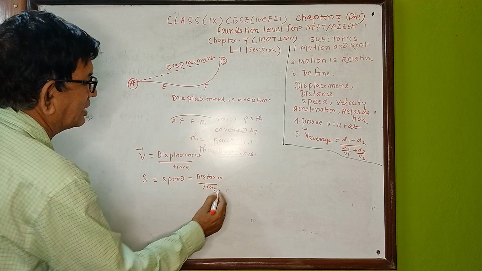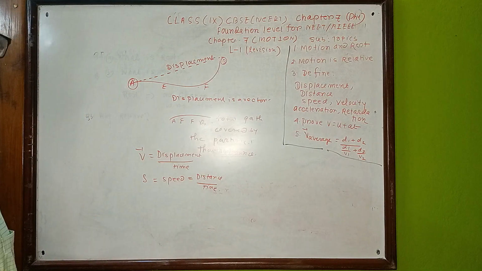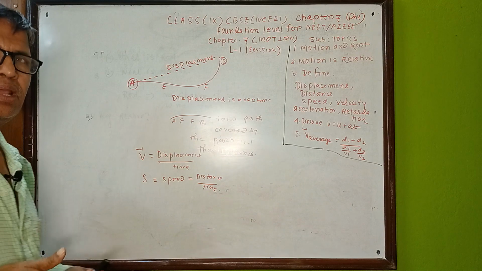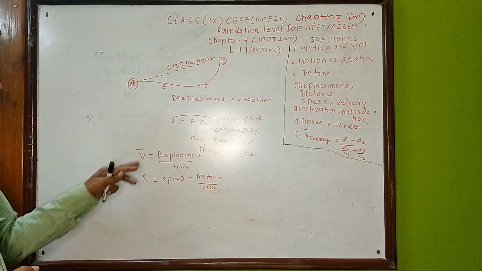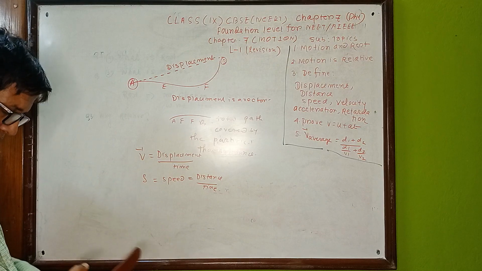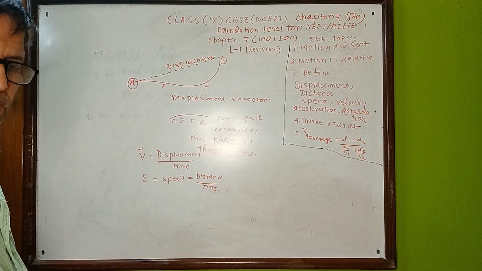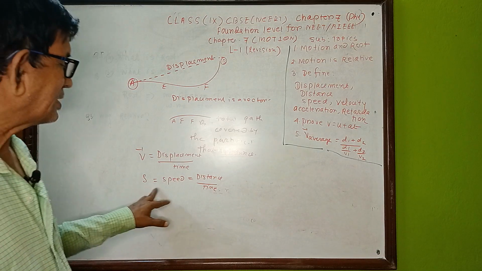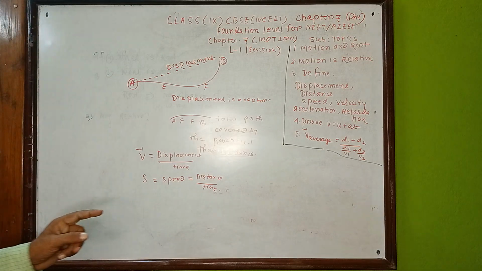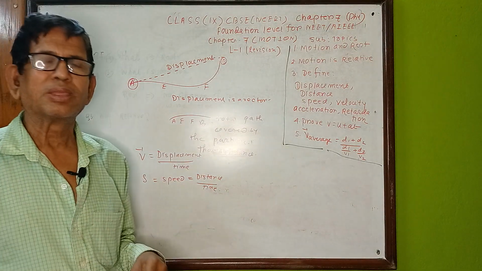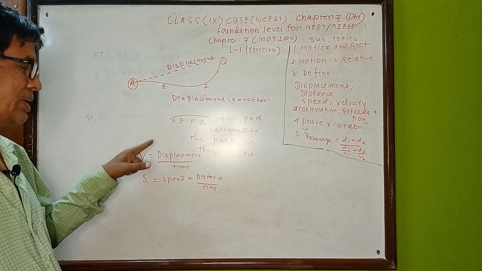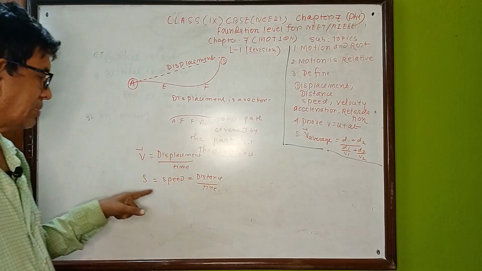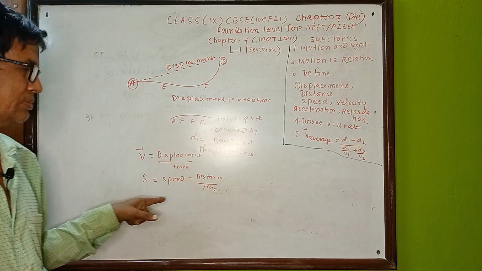Since distance cannot be negative, speed cannot be negative, but displacement can be both negative and positive. So velocity can be both positive and negative. Speed cannot be negative, but displacement can be negative and positive both, because it is a vector. Clear?